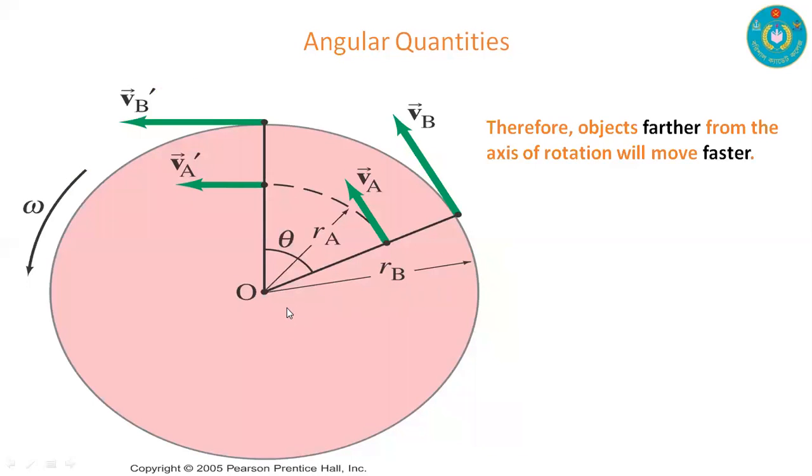Observe this diagram. Here, at first, we have the point A, the velocity is Va, and at the point B, the velocity is Vb, and the change of velocity is Vb minus Va. Here, the radius for the point A is Ra, and for the point B, the radius is Rb, and here the angular velocity in circular direction is omega. Therefore, the objects farther from the axis of rotation will move faster.